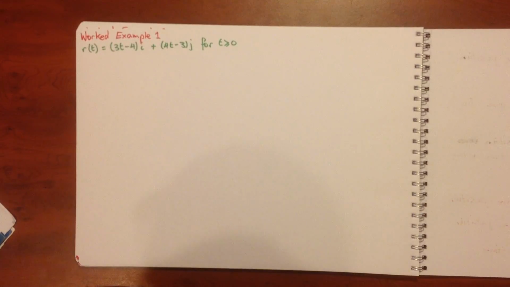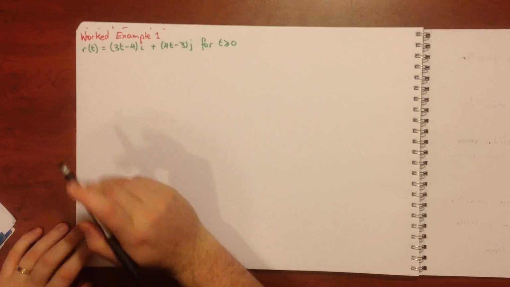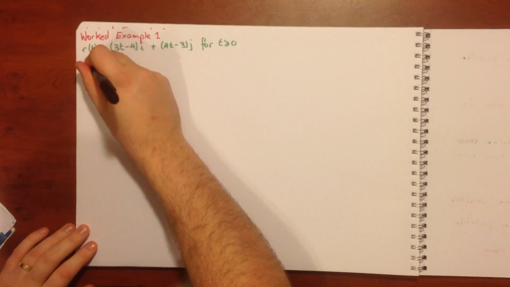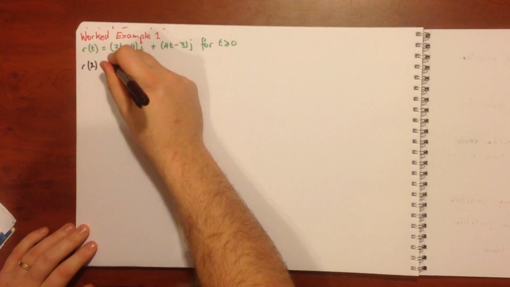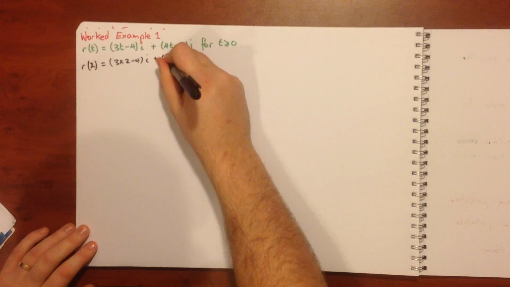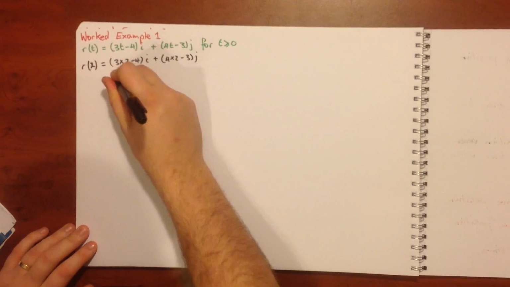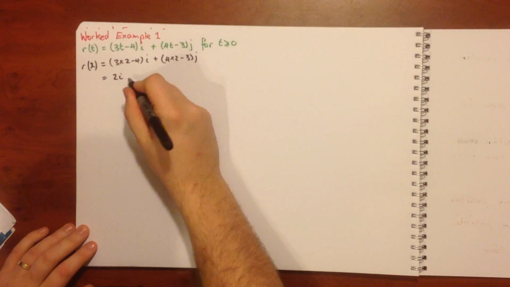So worked example 1, we're given the position vector r of t equals (3t minus 4)i plus (4t minus 3)j for t larger than or equal to 0. And we need to find the distance of the particle from the origin when t equals 2. Okay, so all we need to do is sub t equals 2 into here. So we can say r of 2 is equal to (3 times 2 minus 4)i plus (4 times 2 minus 3)j. Okay, so that means we're going to get 2i plus 5j.